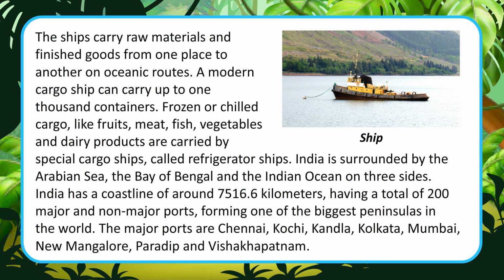A modern cargo ship can carry up to 1,000 containers. Frozen or chilled cargo, like fruits, meat, fish, vegetables and dairy products, are carried by special cargo ships called refrigerator ships. India is surrounded by the Arabian Sea, the Bay of Bengal and the Indian Ocean on three sides.